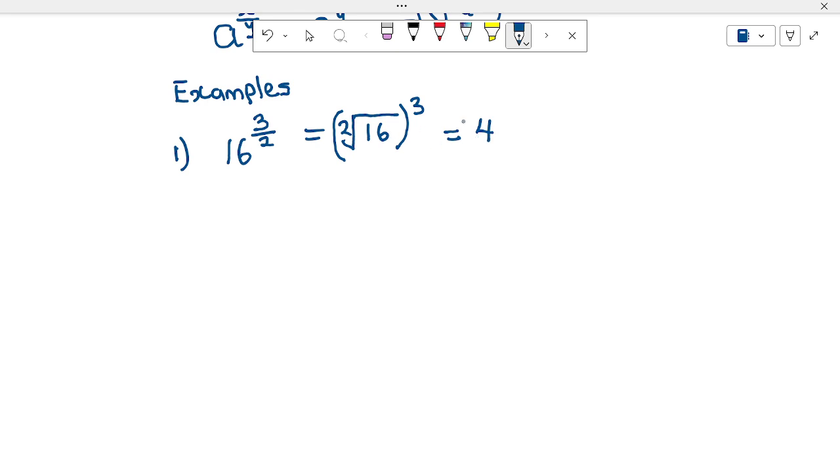Square root of 16 is 4. And 4 raised to power 3, what is that? Did you say 64? You are correct. 4 times 4 is 16, and 16 times 4 is 64. So that brings the answer to 64. Good. Because it's getting complex, I will give you a few seconds to look at it before we take the second example.